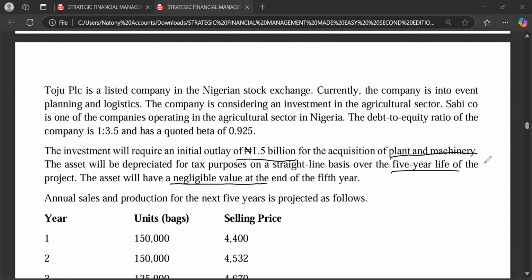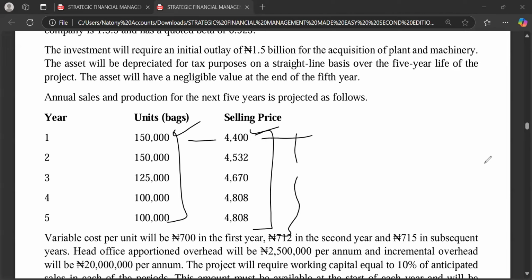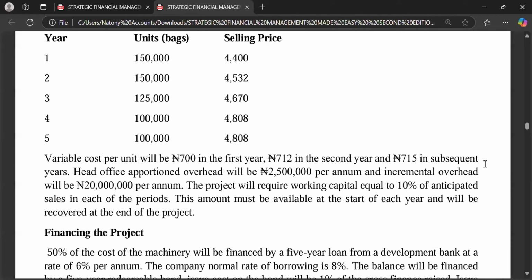This other information here relates to sales and production. These are the projected units to be produced and the projected selling price per unit. So sales for year 1 will be this multiplied by this, and for the other years, the same principle applies. Variable cost will be this in year 1, year 2. Variable cost per unit, since these are the units produced also, for year 1 will be tied to this unit produced.